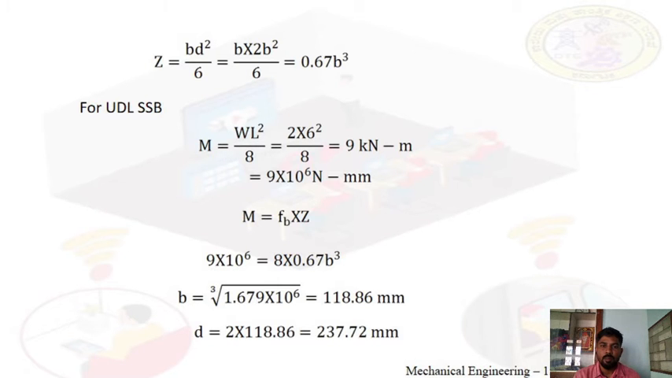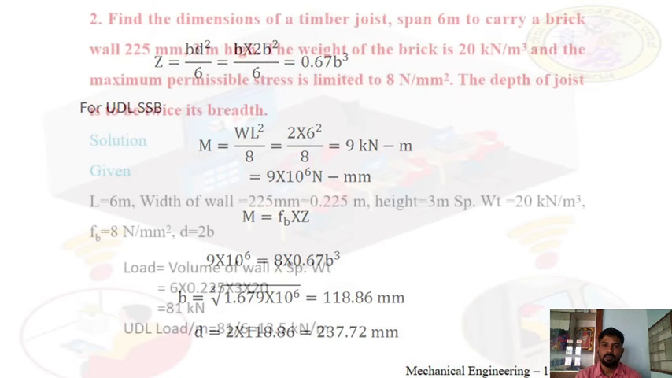Now calculate the b. b is equal to the cube root of whatever is inside. Finally the b is equal to 118.86 mm, and the depth to breadth ratio is given. So now depth is equal to 2 into breadth, that is 2 into 118.86, which is equal to 237.72 mm. So the final answer for breadth and depth: b is equal to 118.86 and depth d is equal to 237.72 mm.